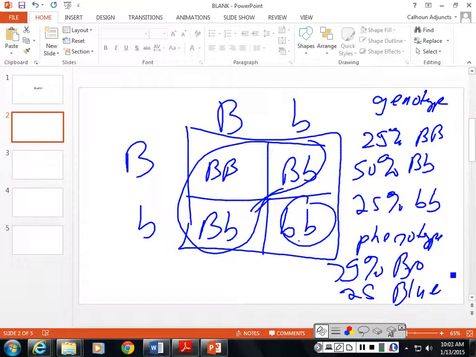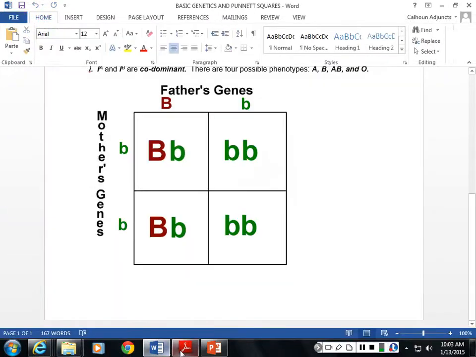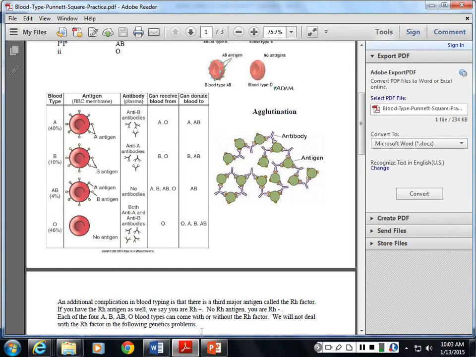Okay? So it's really not hard. That's the way you do it. Just make your square, put your genes in from your mom and your dad. Okay, now I want to show you one more thing, and then I'm going to let you guys practice.